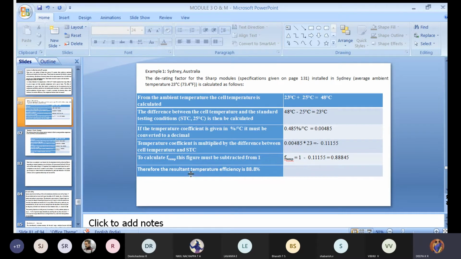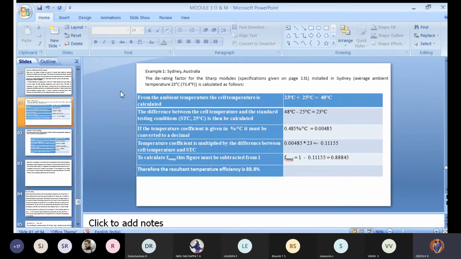So you can conclude that the resultant temperature efficiency is 88.8%. This is for the temperature of 23 degrees Celsius, or you can consider it in Fahrenheit, that is 73.4 degrees Fahrenheit. But normally we go for 23 degrees Celsius because our ambient temperature is considered a 25 degree Celsius parameter. This is one category where you have assumed the temperature is a bit high.